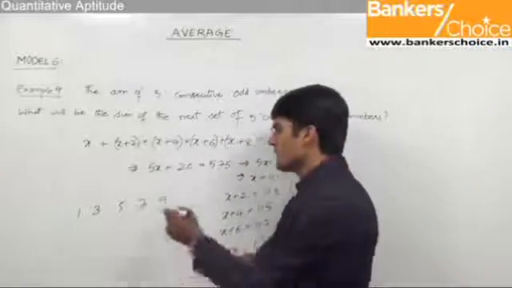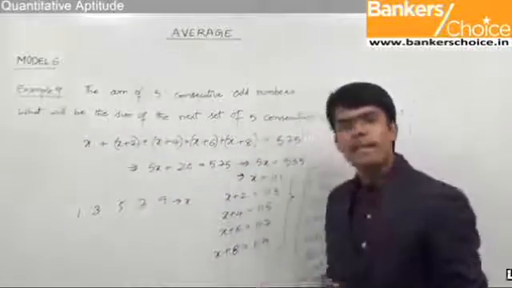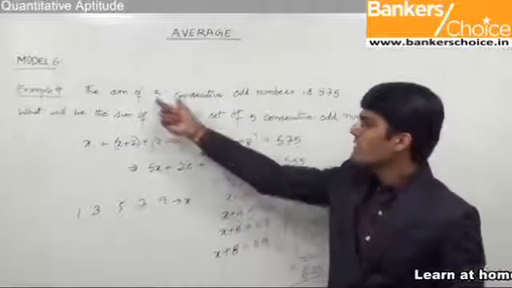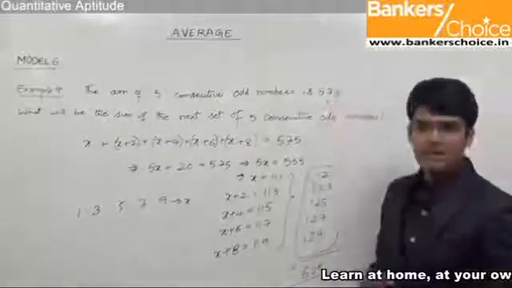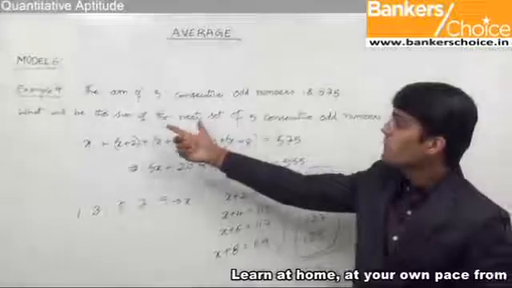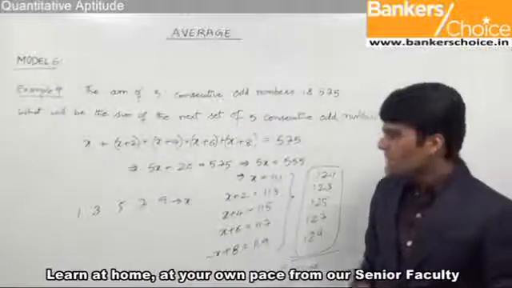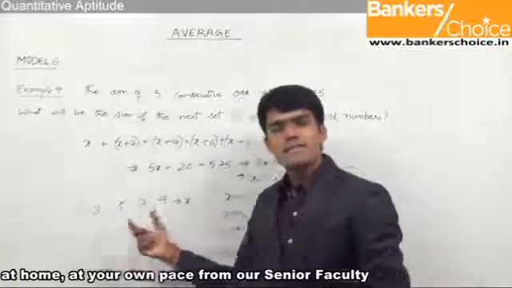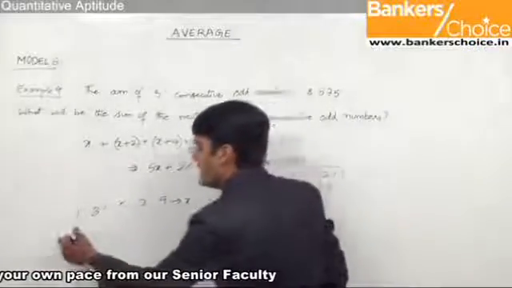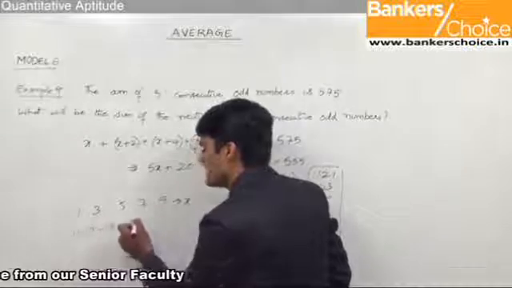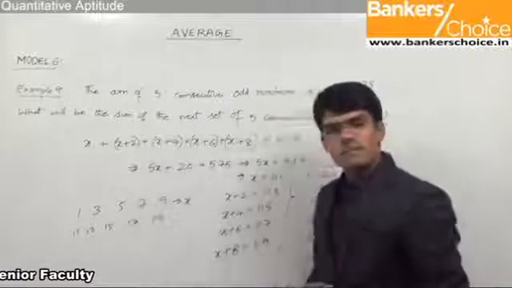And the sum of these numbers be x. Let this sum be x. So as given in the question, the sum of 5 consecutive numbers is 575. We are supposed to find out the sum of the next set of 5 consecutive odd numbers. Now if you observe, the next set of consecutive odd numbers here would be 11, 13, 15, 17 and 19.